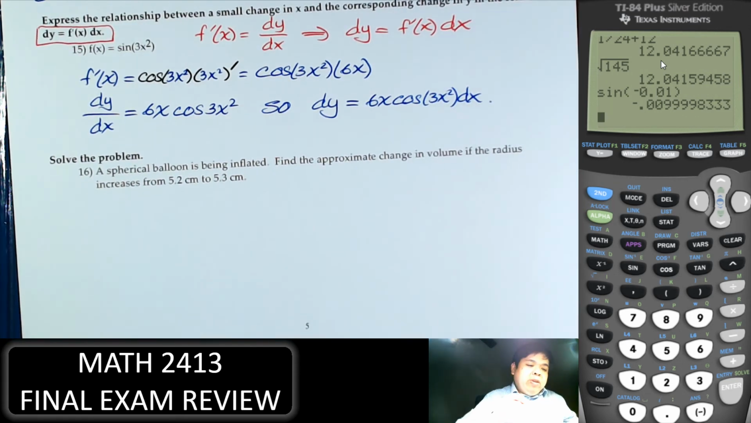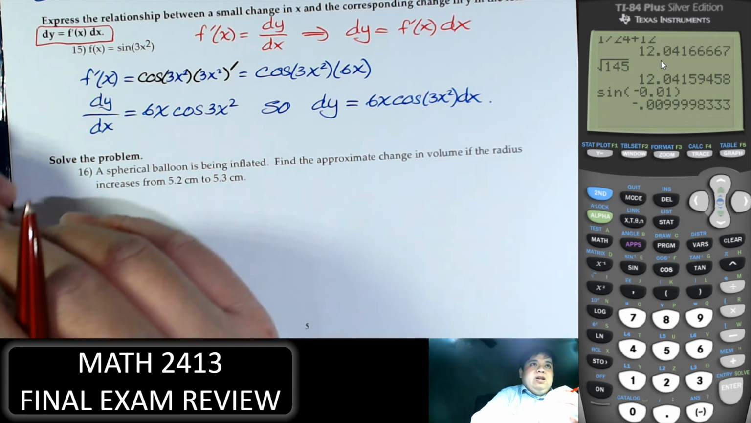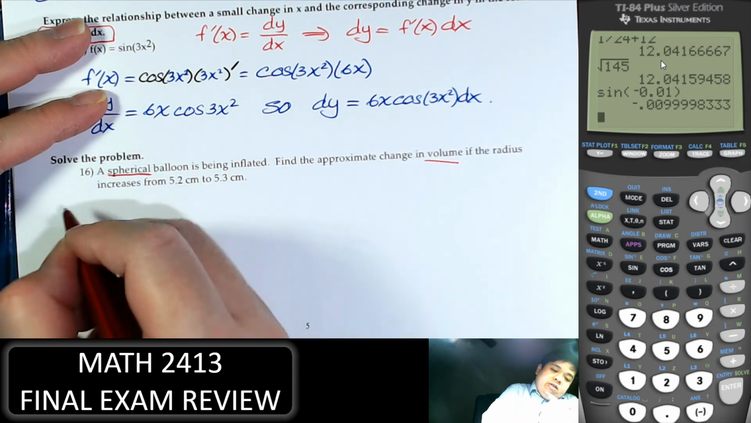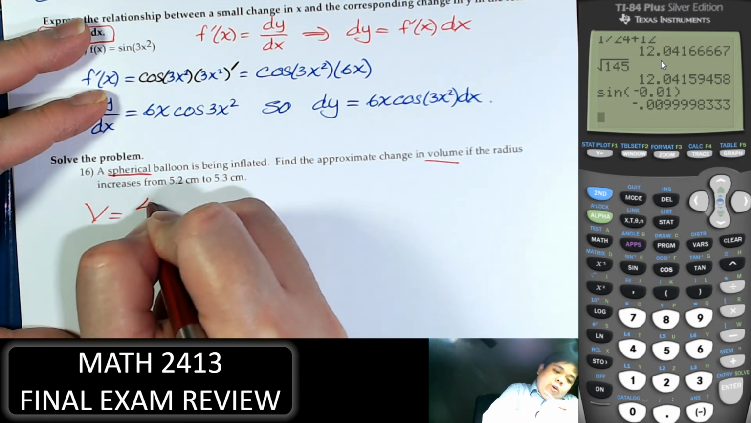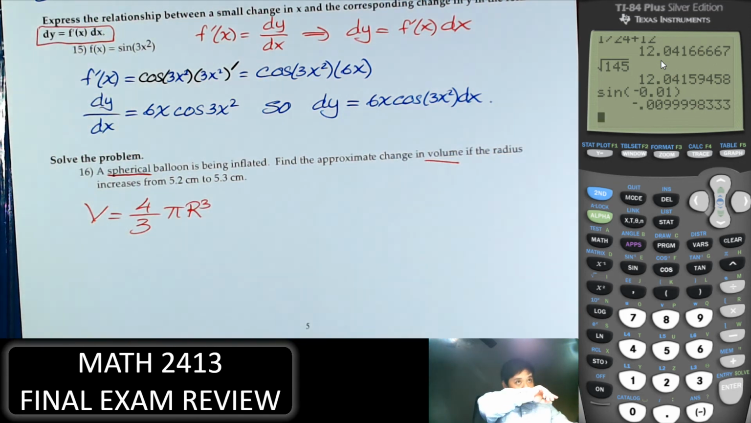So this is from a problem: a spherical balloon is being inflated. Find the approximate change in volume if the radius is increasing from 5.2 to 5.3, right? So we talk about volume. This is a sphere, and the volume of the sphere is 4/3 pi r cubed, right?